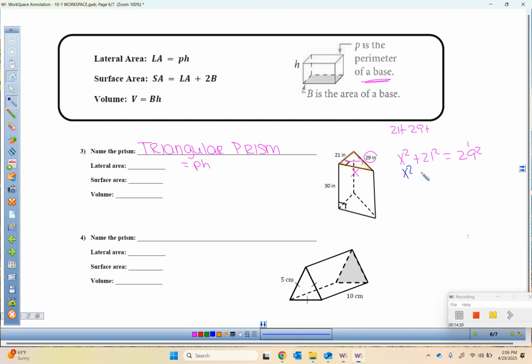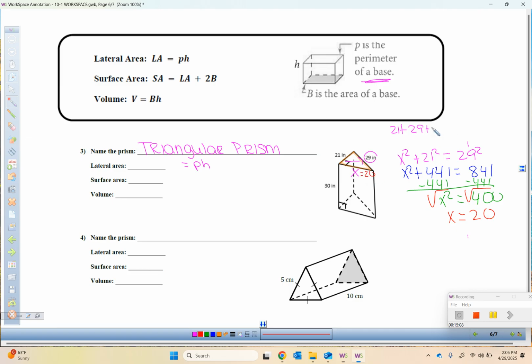Okay, so x squared, 21 squared is, what's it? 441, good. 29 squared is 841. Now we're just solving for x. So first step in algebra is to move the 441, leaving us with x squared equals, I think this gives us 400. Do we remember how to get rid of the square? Very good, square root. So x equals 20. Okay, so now I have this missing side, which is 20.